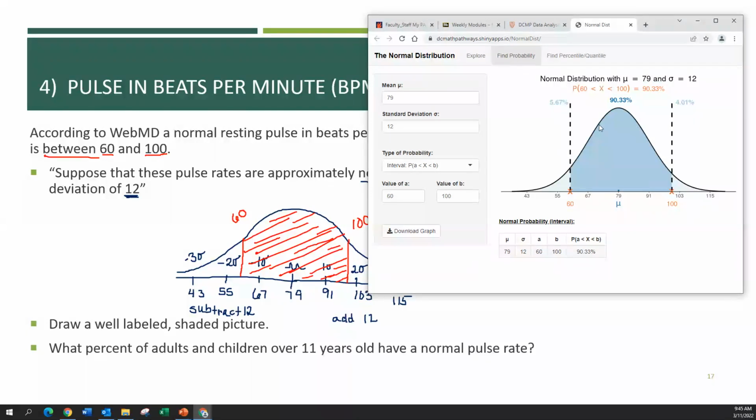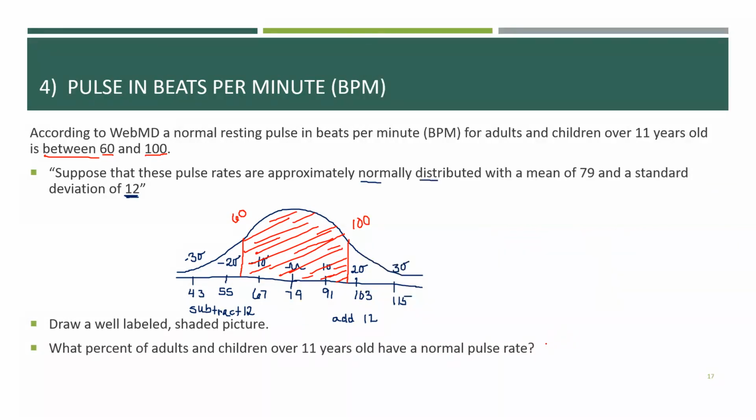You also see that it shows you what percent is below and what percent is above. If we would add up all three of those, we would end up with 100%. But this question only asks us for what percent of adults have a normal pulse, and that is the 90.33%. So coming back to my PowerPoint slide, the answer is 90.33%. And that represents the shaded area in red, the interval between 60 and 100.